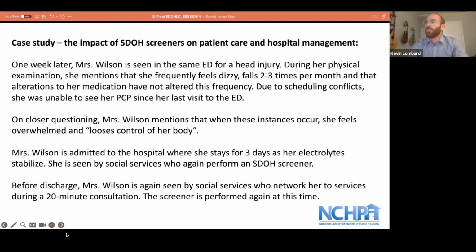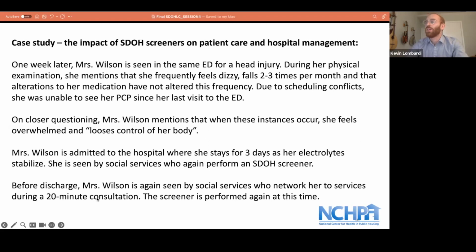One week later, Mrs. Wilson is seen in the same ED for a head injury. During her physical examination, she mentions that she frequently feels dizzy, falls 2 to 3 times per month, and that alterations in her medication have not altered this frequency. Due to scheduling conflicts, she was unable to see her PCP since the last visit to the ED. On closer questioning, Mrs. Wilson mentions that when these instances occur, she feels overwhelmed and loses control of her body.